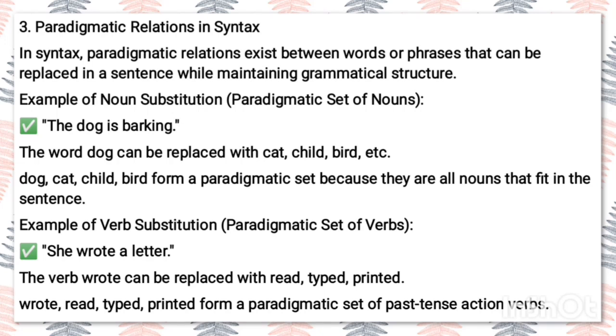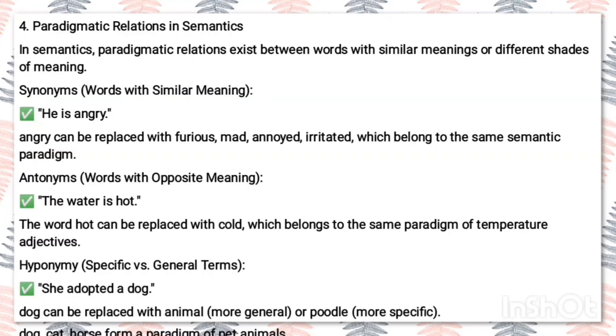For example of verb substitutions, paradigmatic set of verbs. Sentence: she wrote a letter. The verb wrote can be substituted with read, typed, printed, etc., as the verbs are all in the paradigm of past tense action verbs. Each verb changes the specific meaning of the sentence, but they follow the same syntactic structure. Next one, paradigmatic relations in semantics.